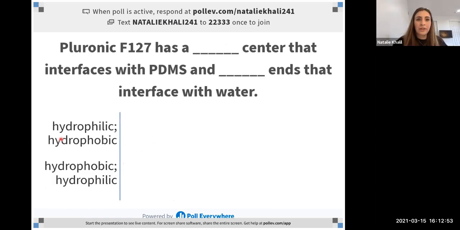Okay, so the next question is Pluronic F127 has a blank center that interfaces with PDMS and blank ends that interface with water or the cell media solution.